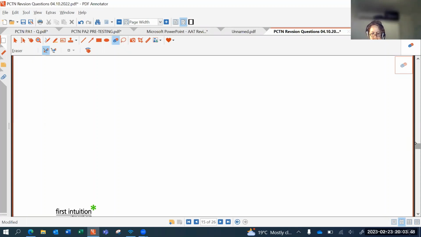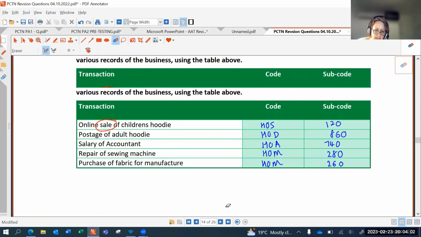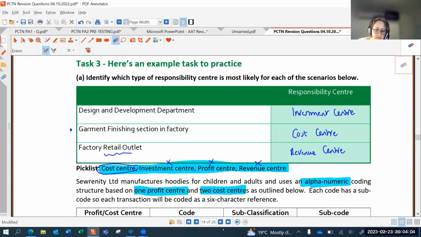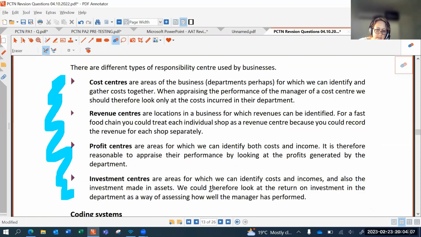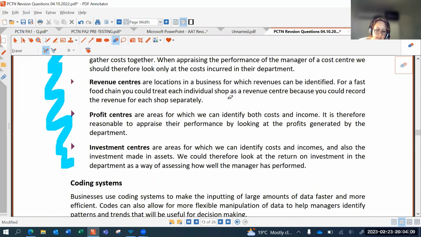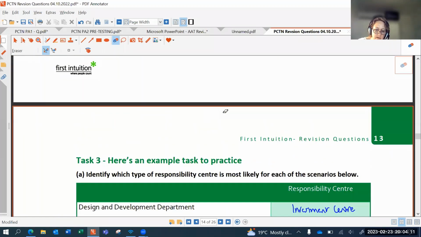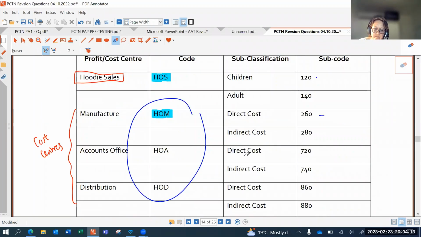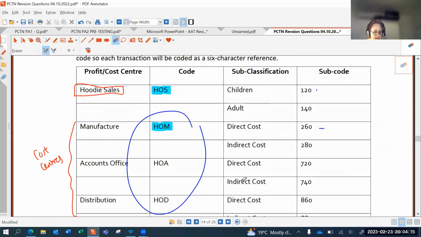Just want to see what task number it was, because what I was just going to tell you is this is the revision pack, the first intuition revision pack of questions. And task number 3, so we were nearly there. Here we are, yeah. So task number 3 is about coding, and you can practice there the difference between direct and indirect cost coding.